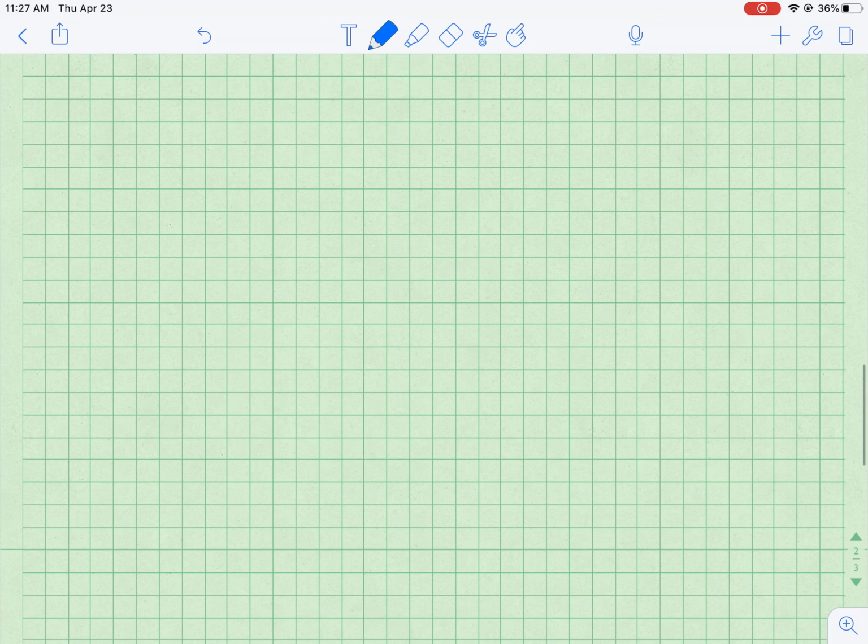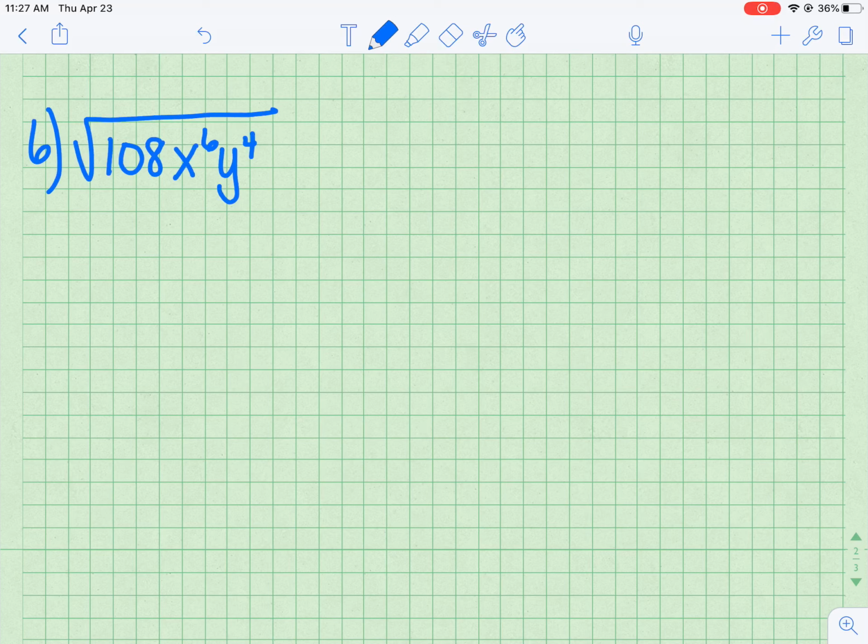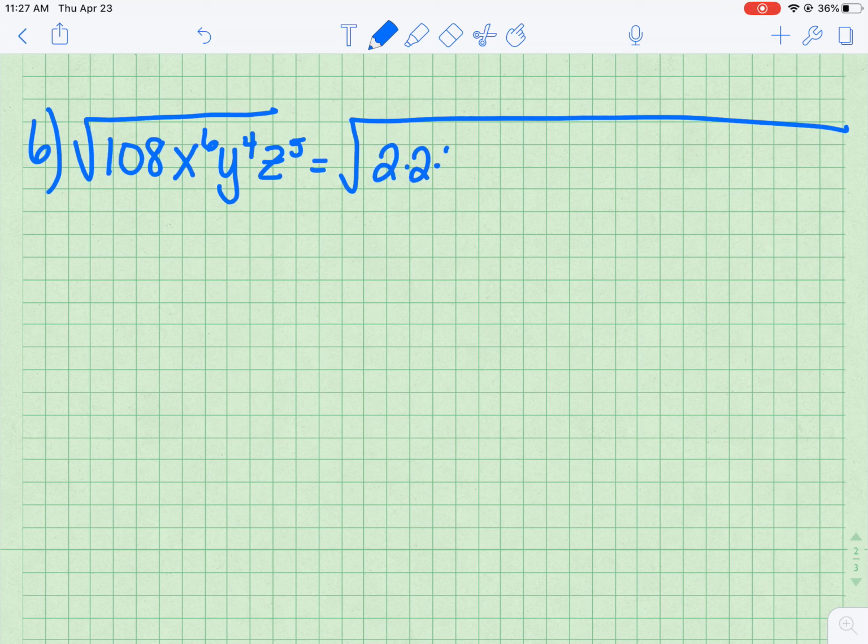Okay, let's do number 6. Number 6 is one where there's going to be a whole string of numbers, so I want to be careful that I don't lose any. It's 108, x to the 6th, y to the 4th, z to the 5th. Okay, I'm going to prime factor 108. Now, if you were smart, you looked back and you saw you could prime factor 108 in number 2. We'd already prime factored that. Not if you're smart, if you realized it. I know, I didn't realize it till this year. I've been doing these problems forever. So 2 times 2 times 3 times 3 times 3 is 108. Because that's 4 times 27. Yep, okay.